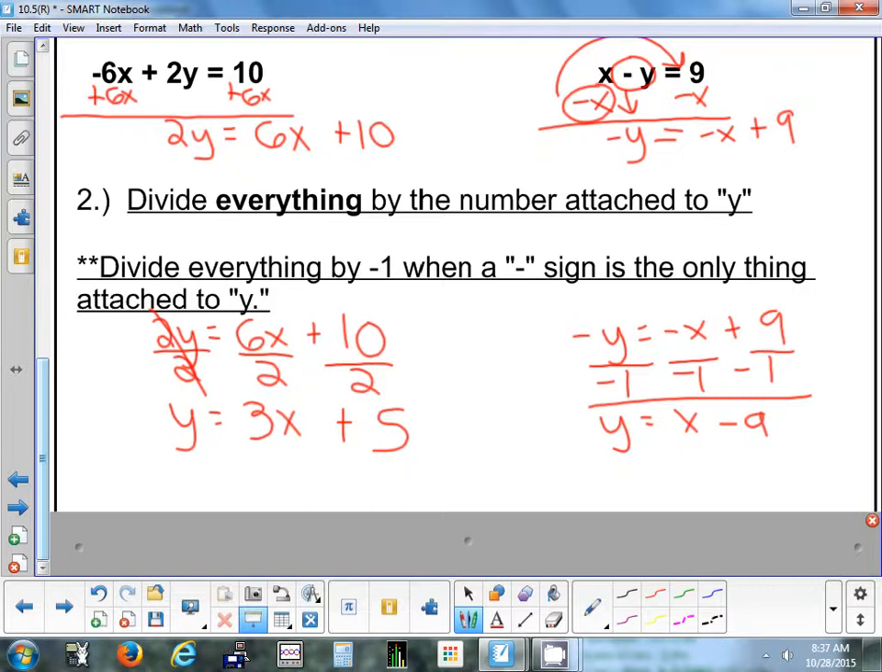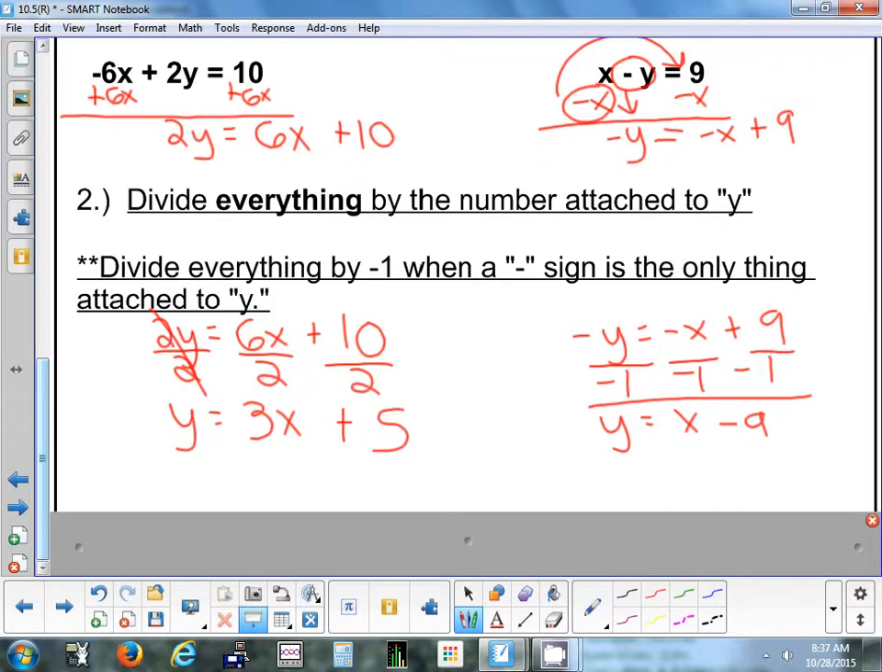Same thing here. Then if I have the top positive and the bottom negative, the result is negative. Same thing vice versa. If the top was negative and the bottom was divided by a positive, it'd be negative. Remember your rules for dividing. We're not going to get too into that today. But again, now both of these have y by itself, I have the format I want. Everybody has this down?